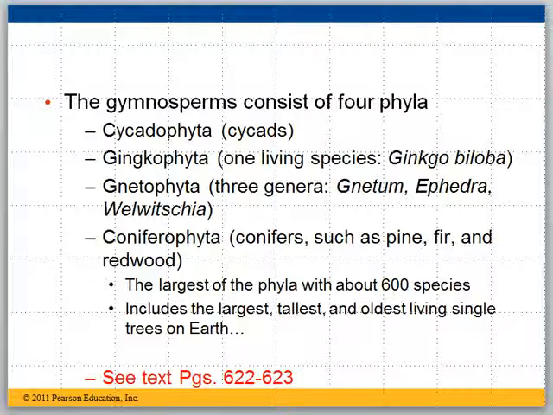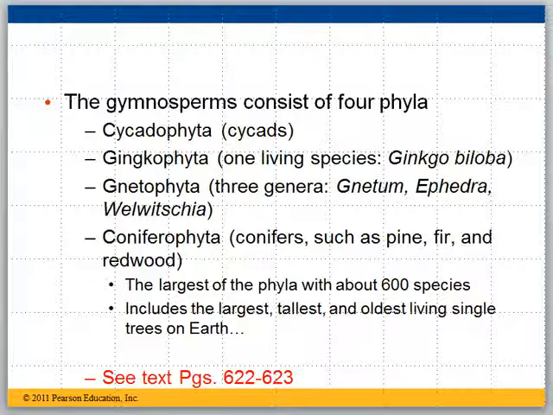Of the 10 plant phyla in the taxonomic scheme that is adopted by this textbook, 4 of those 10 phyla are the gymnosperms that you see listed here. The exact relationship amongst these 4 phyla is still a little uncertain, so the exact evolutionary path that nature took to get to these 4 phyla is not quite clarified yet, and that's something that scientists are still working on. But this would be 4 of the 10 plant phyla in our taxonomic scheme that this textbook adopts.